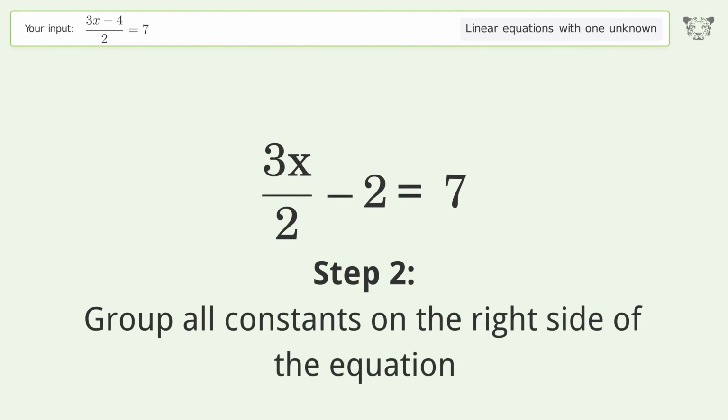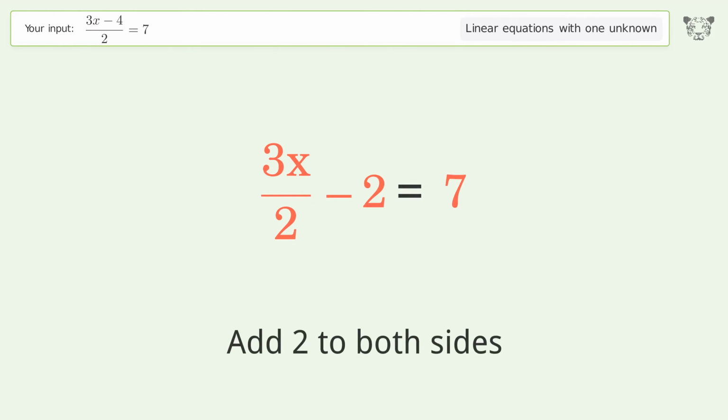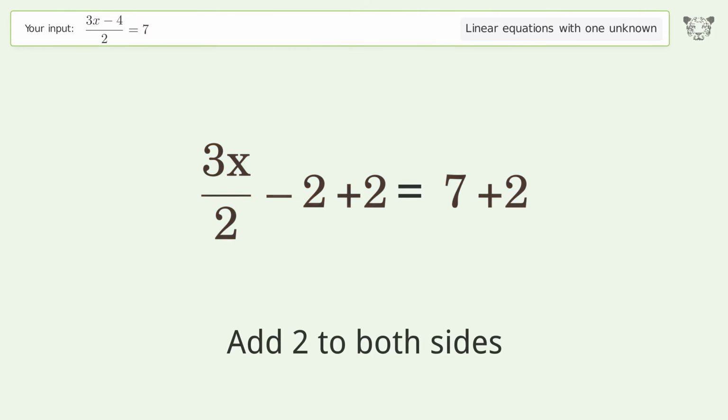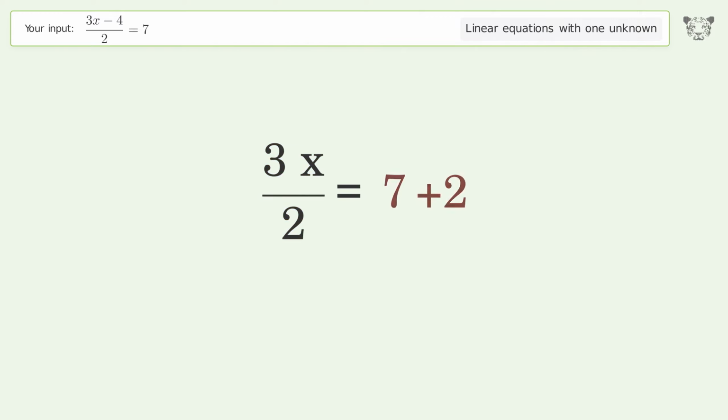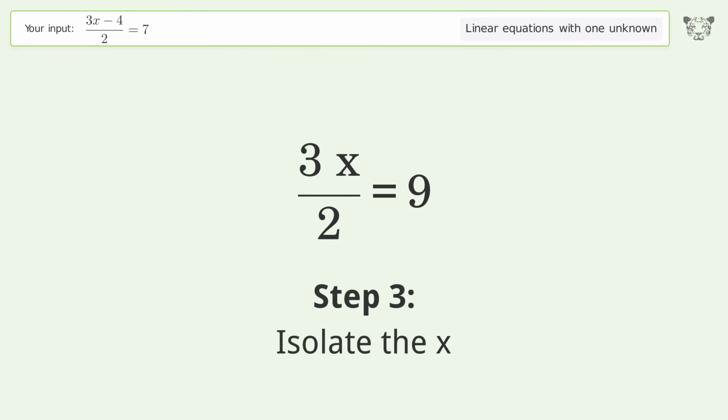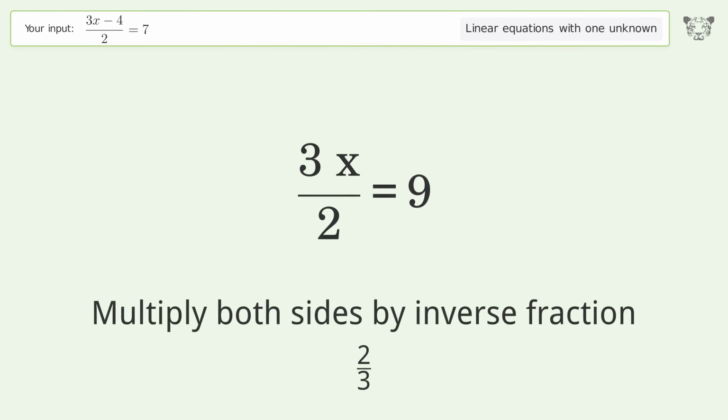Group all constants on the right side of the equation. Add 2 to both sides. Simplify the arithmetic. Isolate the x. Multiply both sides by inverse fraction 2 over 3.